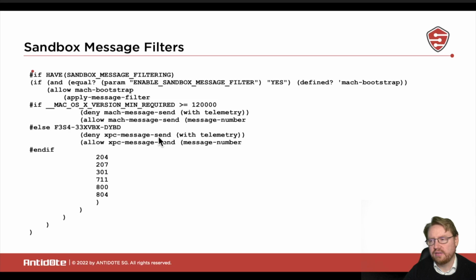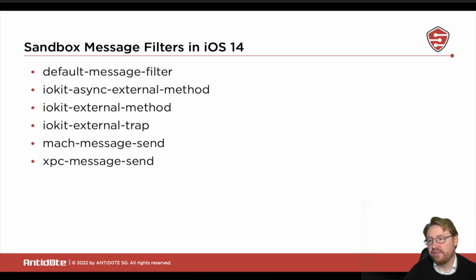Yes, but that's just a renaming in the Sandbox profile. So the following filters are available since iOS 14. We have the default filter, then we have an IOKit async external method, IOKit external method, and IOKit external trap. These are for different kinds of messages, or better said routines, that you can trigger in IOKit drivers. IOKit drivers can add Mach traps to the system, called external traps. Now you can filter exactly which external trap numbers can be executed by the Sandbox process or not.